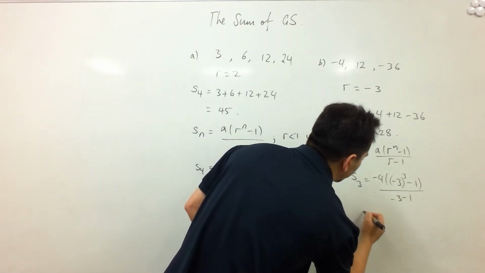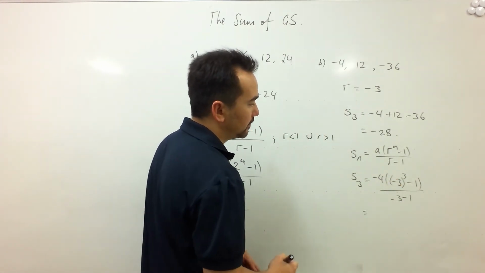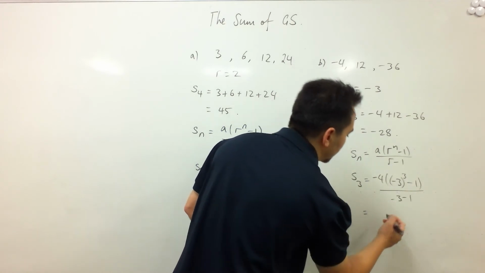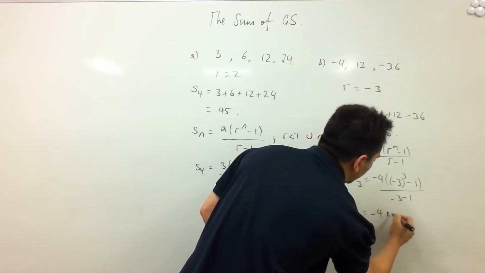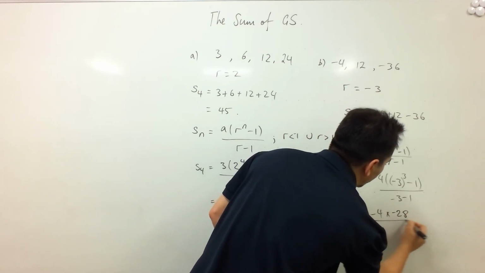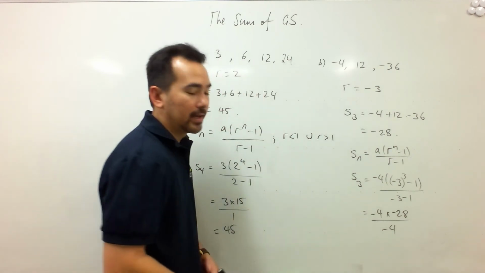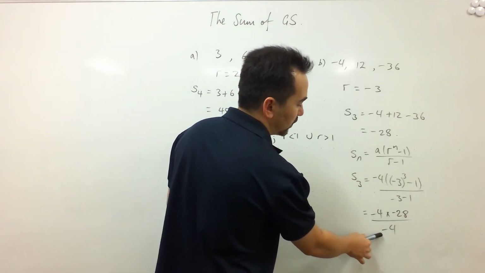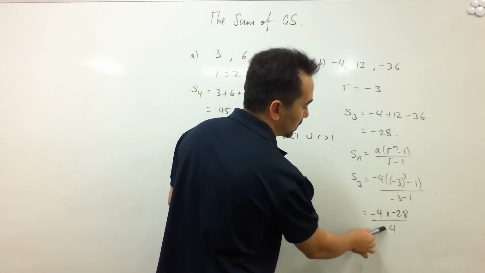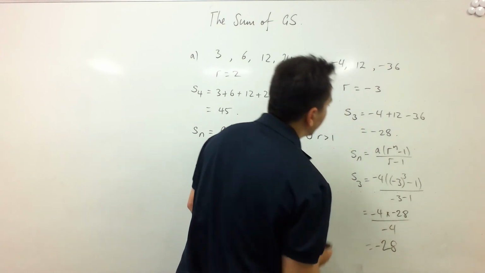And we get -3 to the power 3 is -27. -27 take away 1 is -28. And -3 take away 1 is -4. And look here, we have -4 in the numerator and -4 in the denominator. So we can cancel those out and see that our answer is -28.